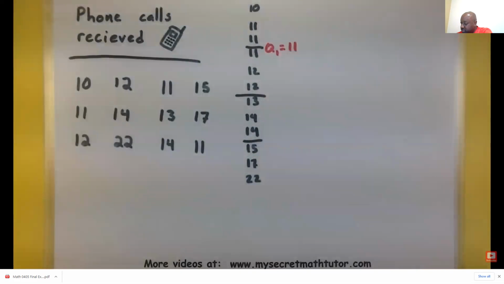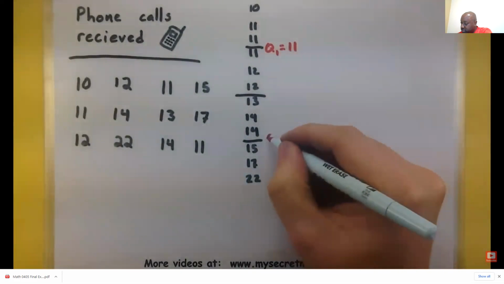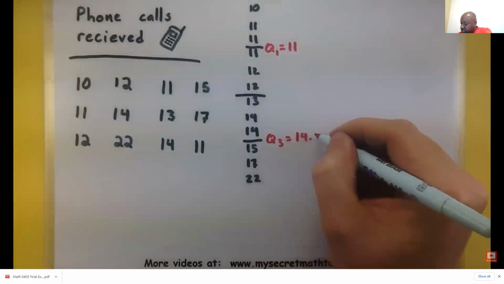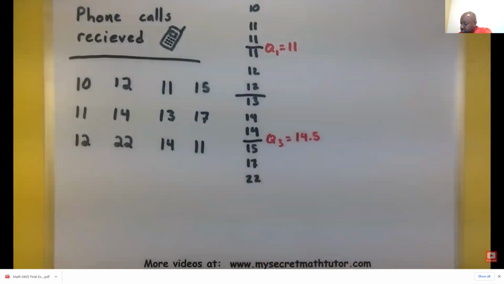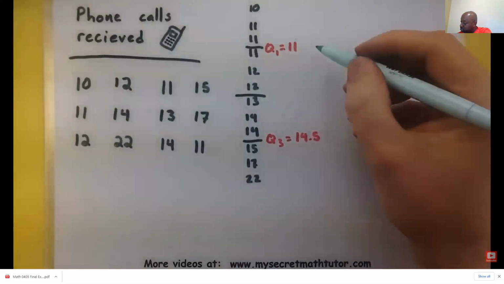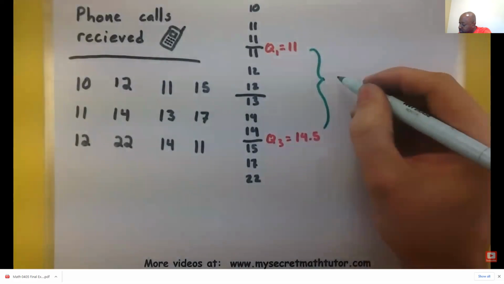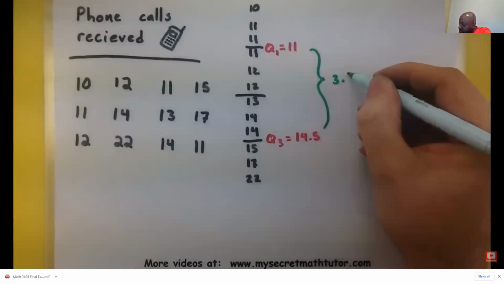Remember, you find that by adding 11 plus 11, dividing by 2. The mean of the second half, this would be 14 and a half. All right, now to find our interquartile range, we would end up subtracting these two values from one another. This would give us 3 and a half.